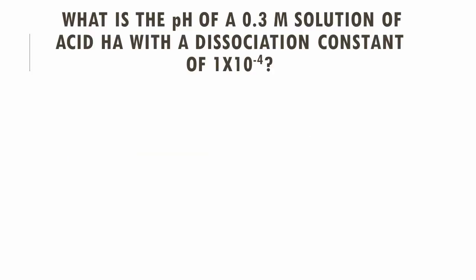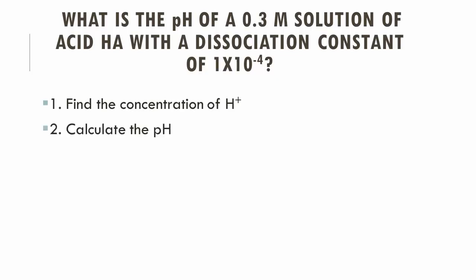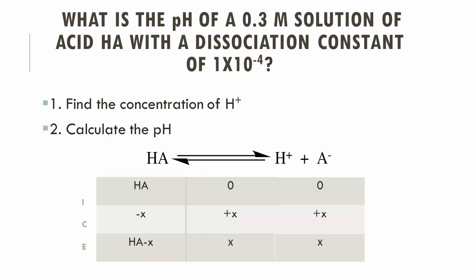We solve this problem in two steps. First, we need to find the concentration of H+ to be able to find the pH. To calculate a constant and the associated concentrations, we generally need to use an ICE table. However, this time it's not actually necessary, and here's why.